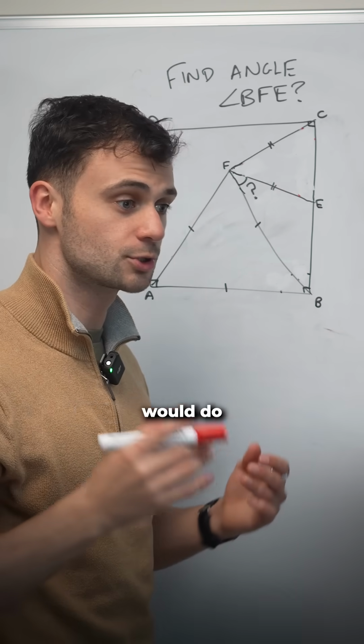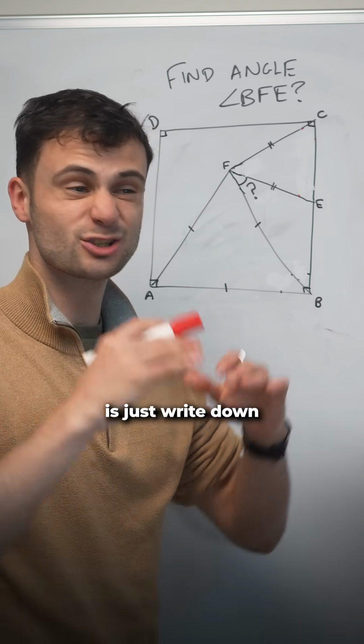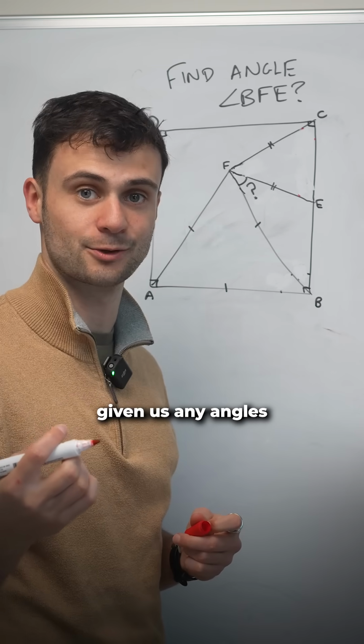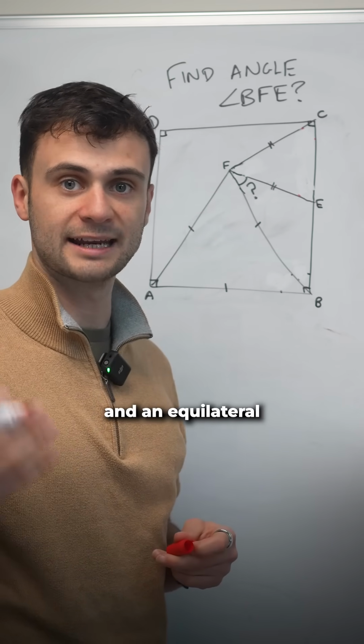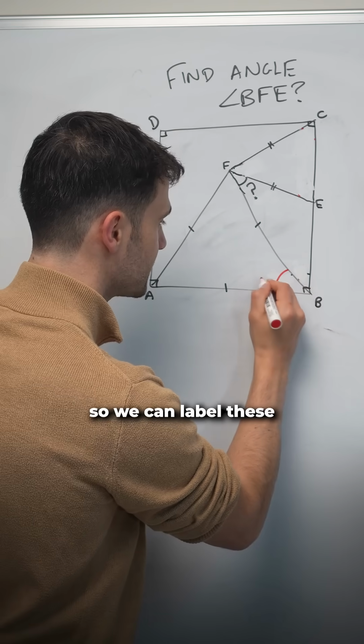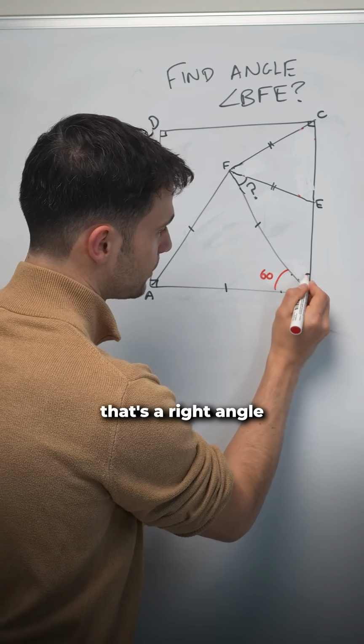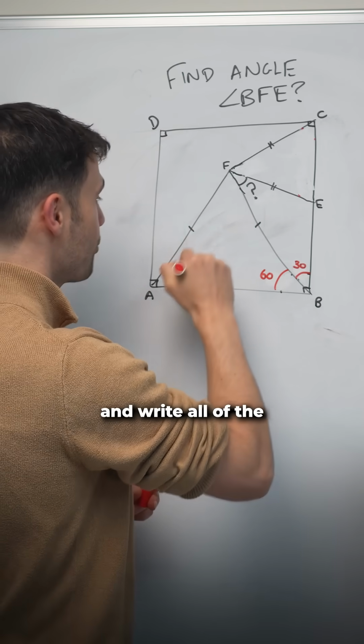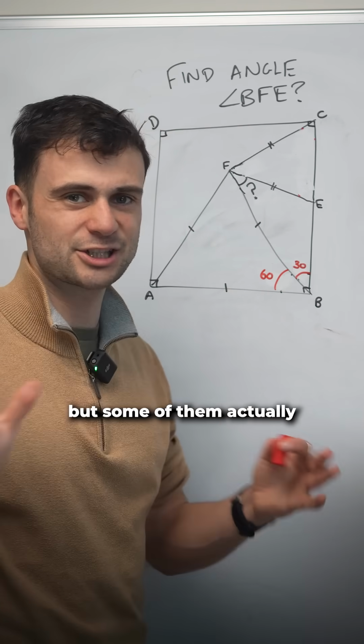Well, what many students would do when starting this question is just write down all of the angles that we know. Because of course, although they haven't given us any angles, we know the angles in a square and an equilateral triangle. So we can label these as 60. That's a right angle, so this is going to be 30. Now, many students will just go around and write all of the other angles that they know, but some of them actually aren't going to be useful.